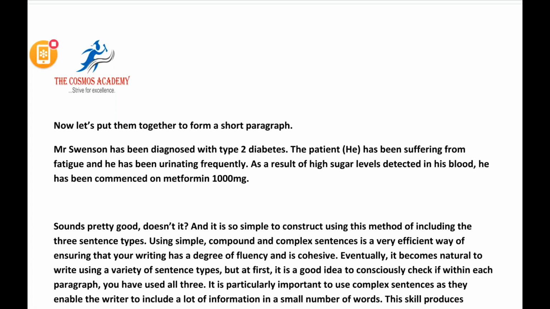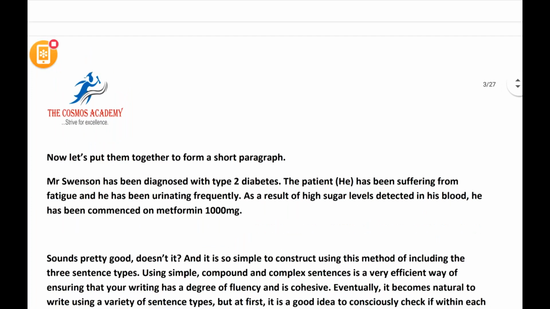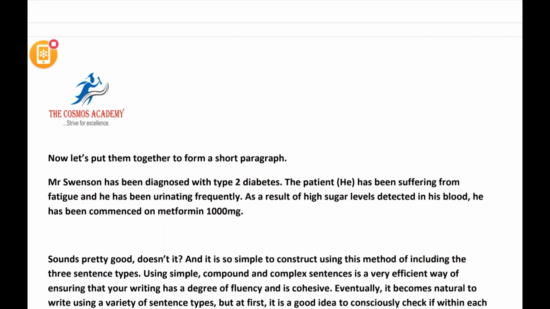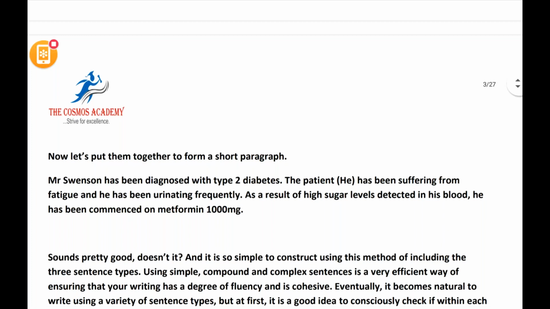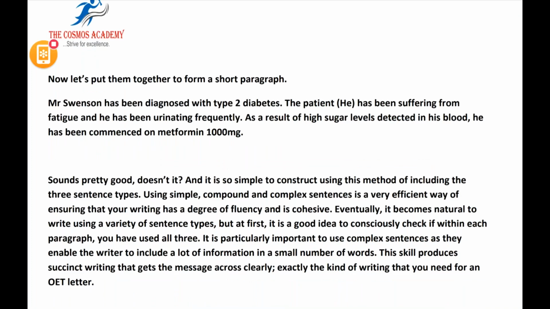Ma'am, in the case note, if we are having more complaints, do we need to include all the complaints? Not really. You can just highlight the main things. Okay. I hope it is clear now to you. If you make a formula of these 3 sentences for each paragraph, I think you will learn how to write precisely. Okay? Yes, ma'am.